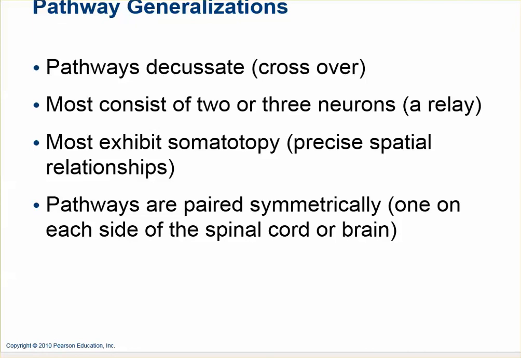They ascend and then they cross over, or they descend and they cross over, so that the right side of the brain is in contact with the left side of the body. We've already discussed that. There's usually some sort of relaying. There's more than one neuron in each pathway, and they're mirrored left to right.